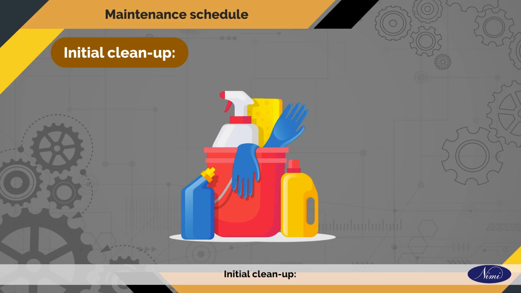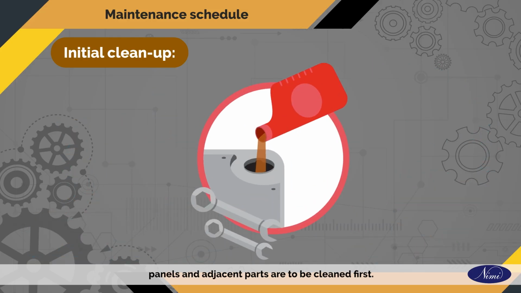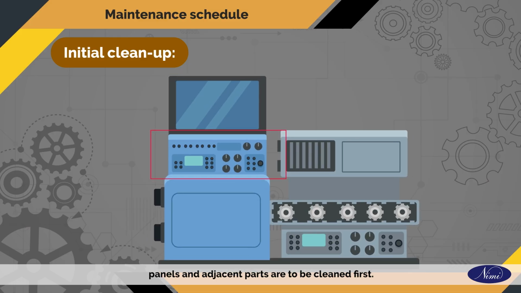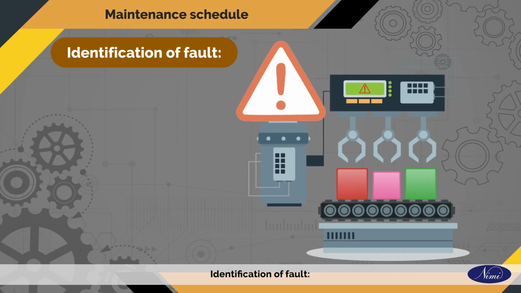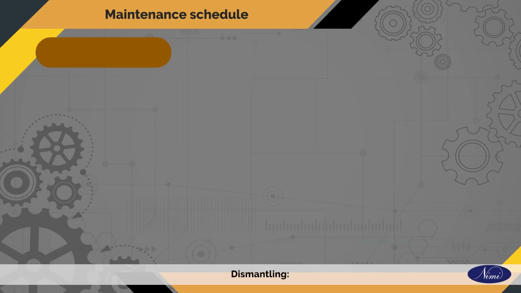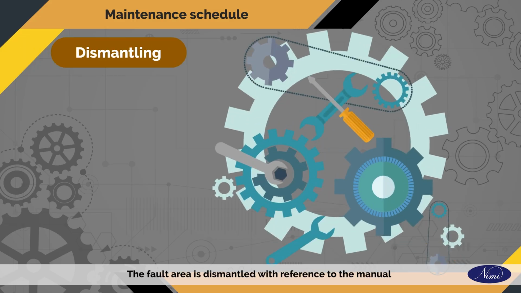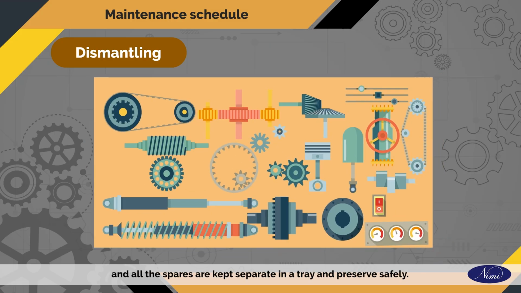Initial cleanup. Main machine, connected accessories, lubrication system, panels, and adjacent parts are to be cleaned first. Identification of fault. The fault of the machine is to be identified by visual inspection. Dismantling. The fault area is dismantled with reference to the manual and all the spares are kept separate in a tray and preserved safely.